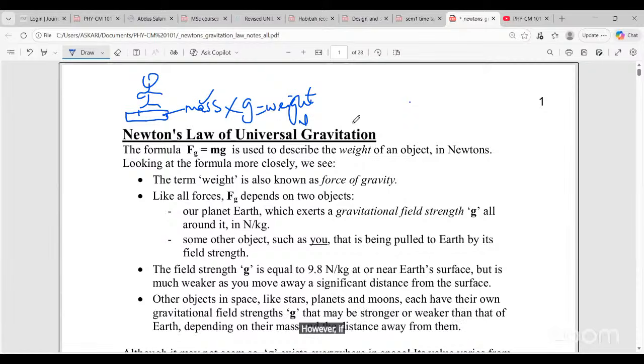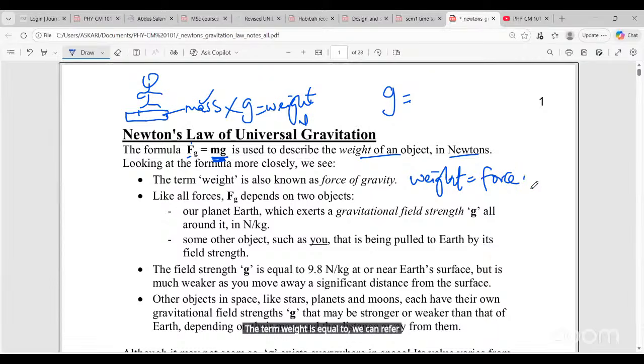However, if you go to the moon, you can't sit down peacefully because you'll be floating there as a result of a lesser value of G. That is what we have there. Now, due to what I mentioned earlier, the formula to calculate the force of gravity, which is the weight, is the mass multiplied by G. And this is used to describe the weight of an object, and it's measured in newtons. So looking at this formula very closely, we will observe that the term weight can be referred to as the force of gravity.